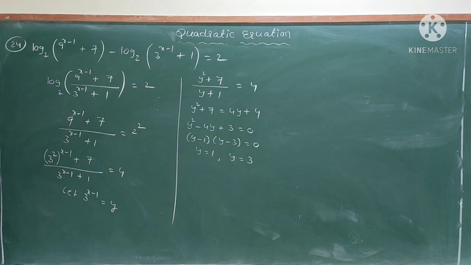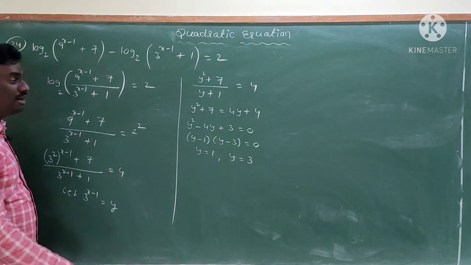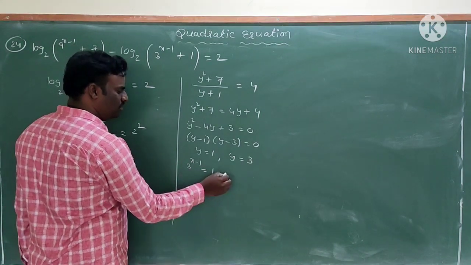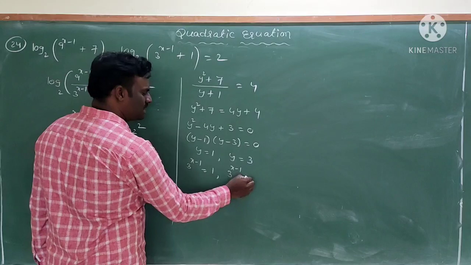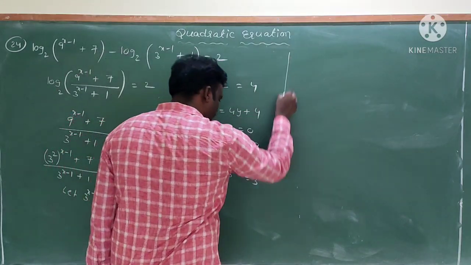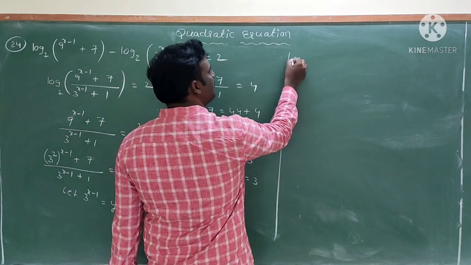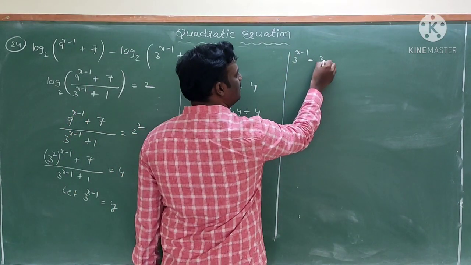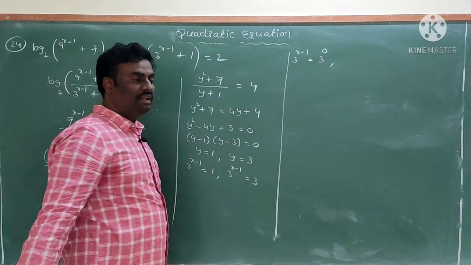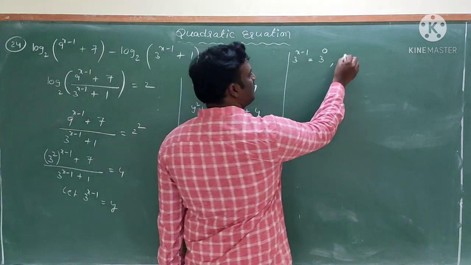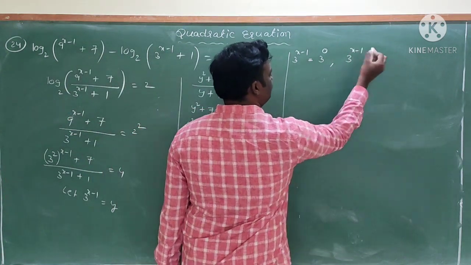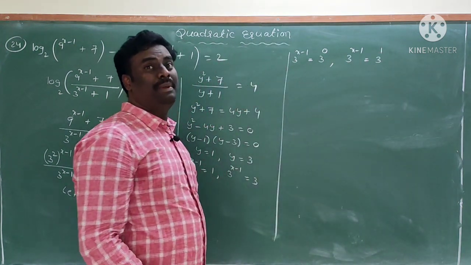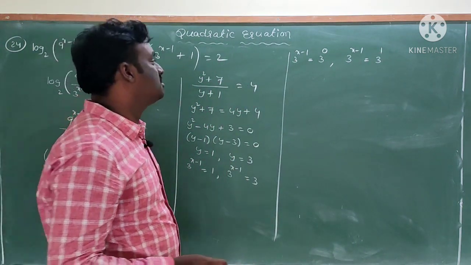But in place of y, we can substitute 3 power x minus 1. 3 power x minus 1 is equal to 1. 3 power x minus 1 is equal to 3. Next, 3 power x minus 1 is equal to 1, I can write as 3 power 0. Next, 3 power x minus 1 is equal to 3, I can write as 3 power 1. When the bases are equal, powers are also equal.